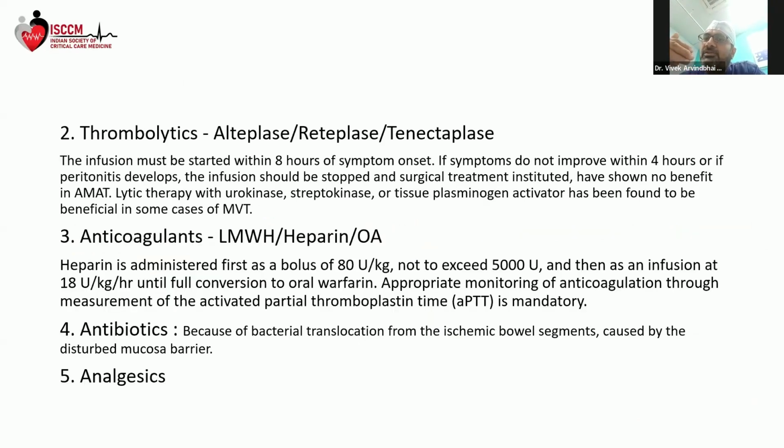And other medications like thrombolytic therapy, anticoagulants, antibiotics, and analgesics. The thrombolytics, as we all know, are alteplase, reteplase, and tenecteplase. In anticoagulants, low molecular weight heparin. And in antibiotics, early antibiotics are one of the recommendations in the guidelines because of bacterial translocation from the ischemic bowel segments caused by the disturbed mucosal barrier.